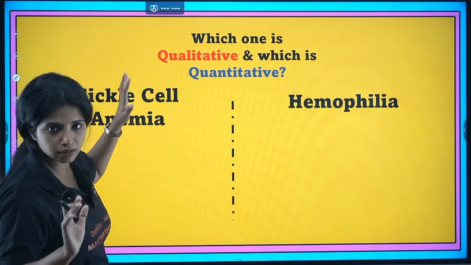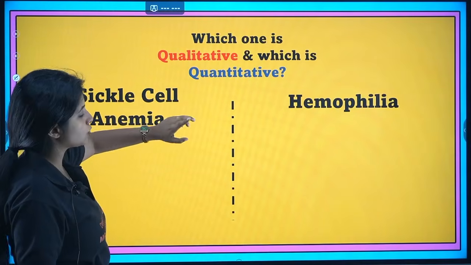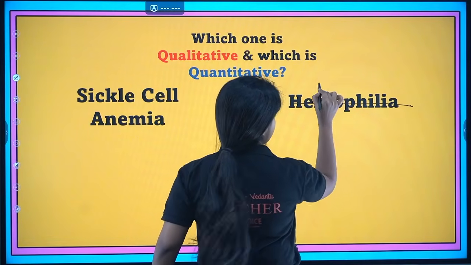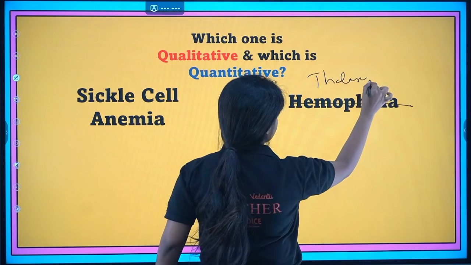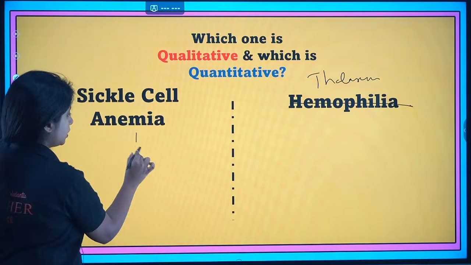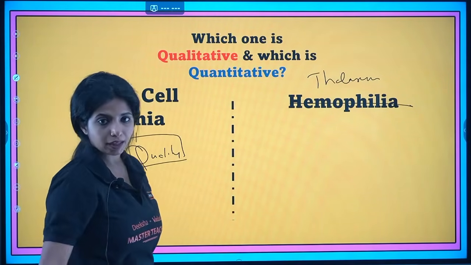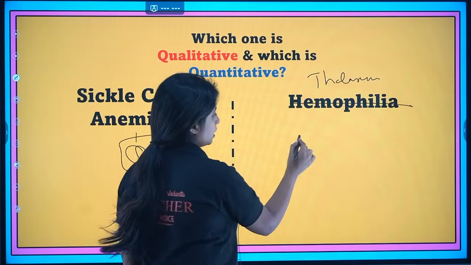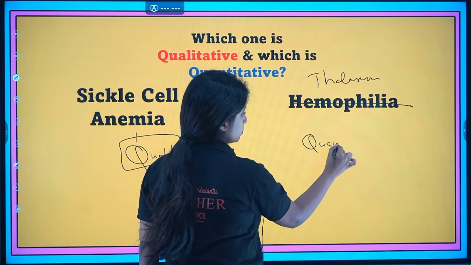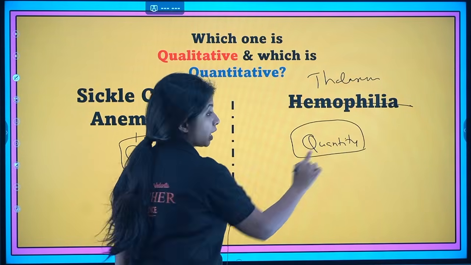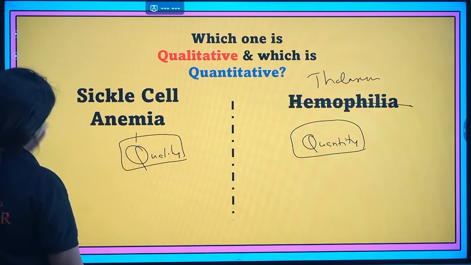So which one is quantitative and which one is qualitative? This is not hemophilia, it will be thalassemia. Sickle cell anemia is going to be qualitative because the quality of the hemoglobin molecule is being affected, as the beta globin chain is not being produced well, and thalassemia is going to be quantitative. Know that. You can get PU2 questions on the basis of this.